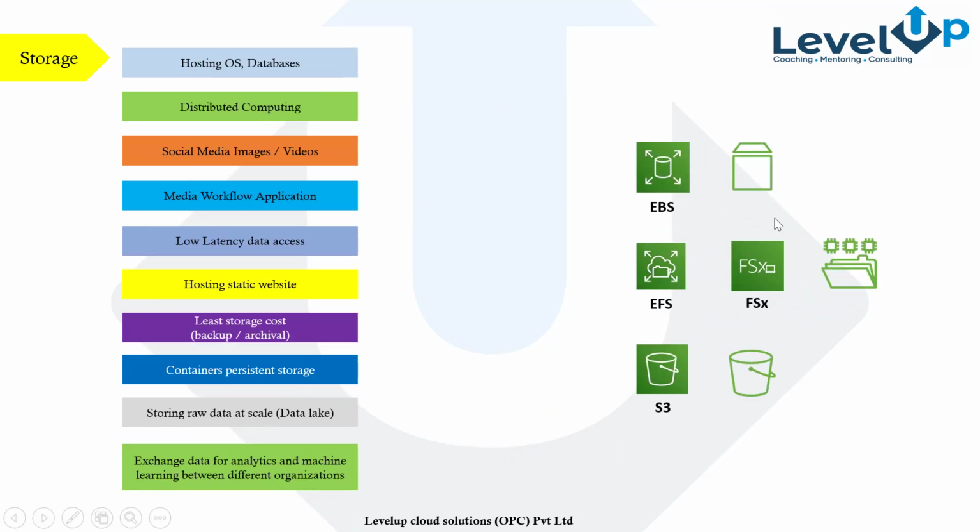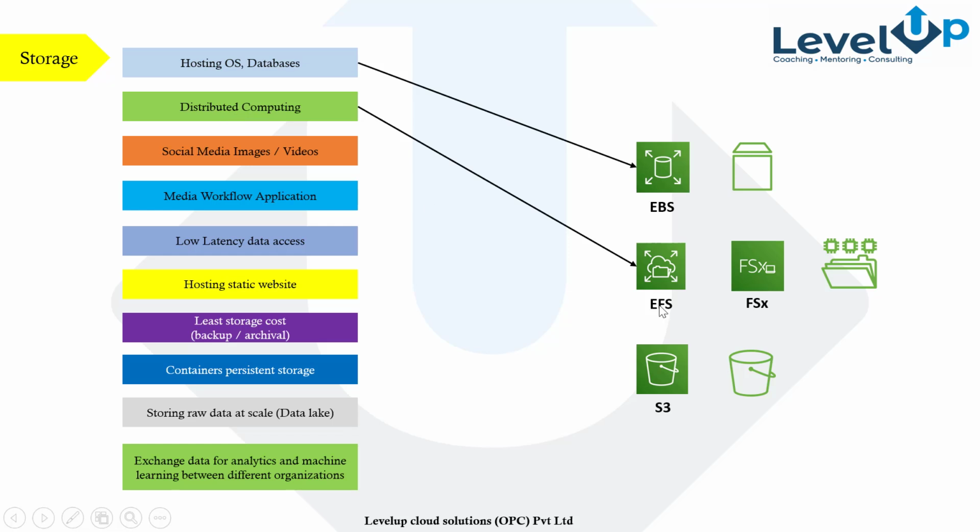Now there are a lot of them, right? Like there is EBS, EFS, S3. Which one to use when? If you want to host an OS or a database, the best option is EBS. I don't recommend putting an OS on your S3 or on EFS. So if you want to put your operating system or a database, EBS is the best option.